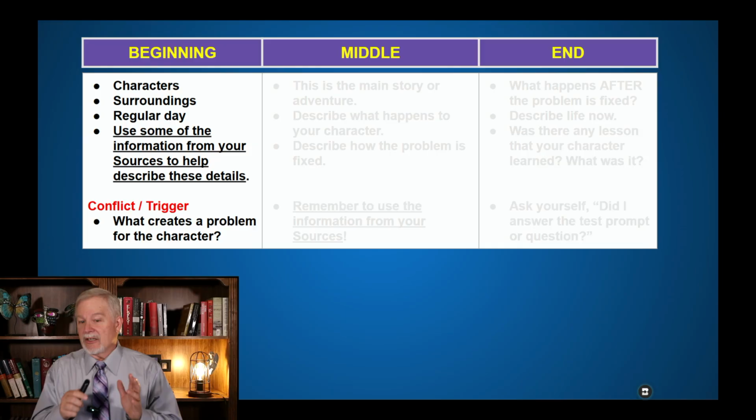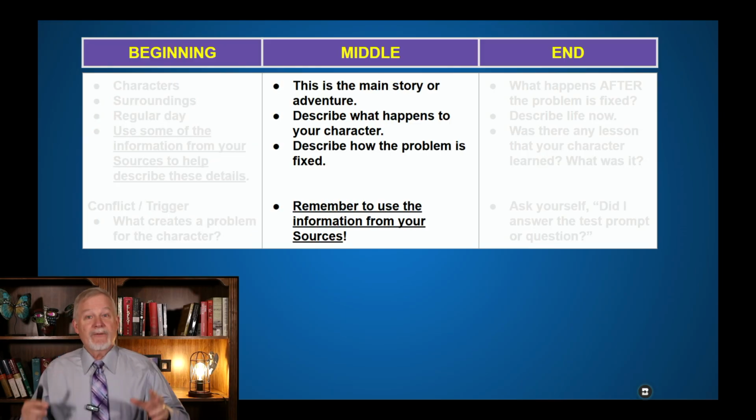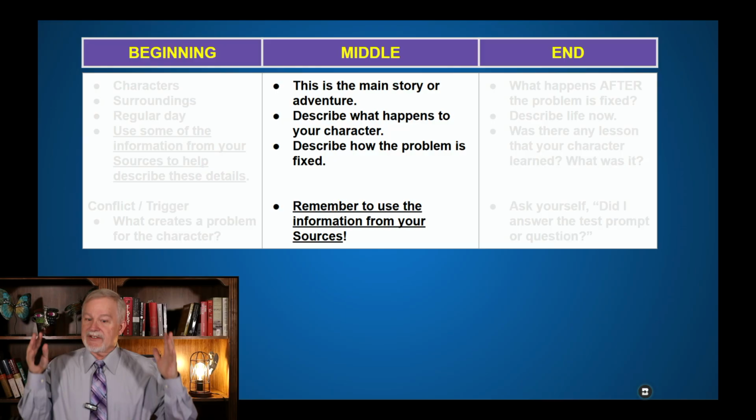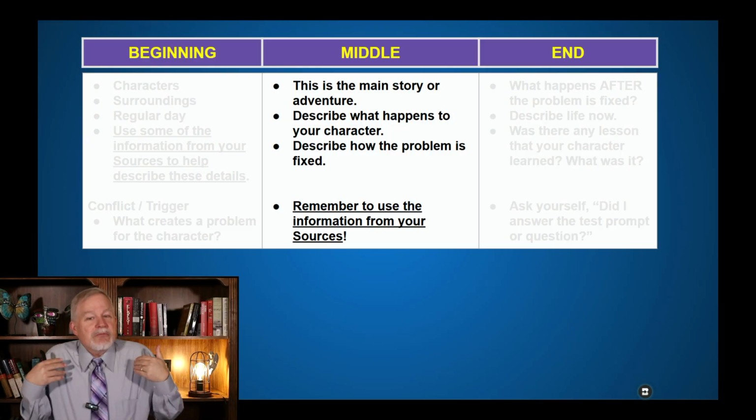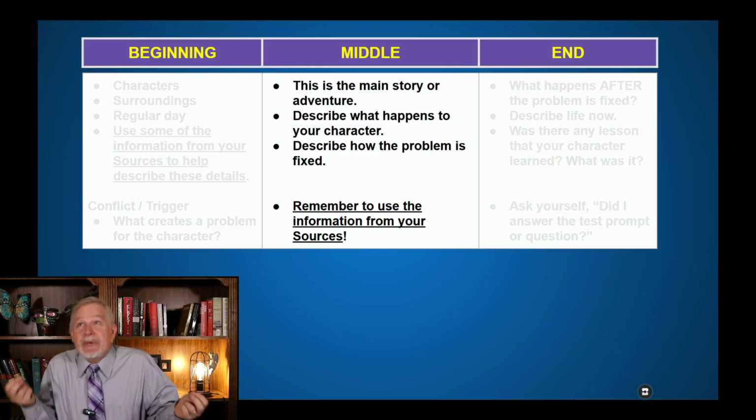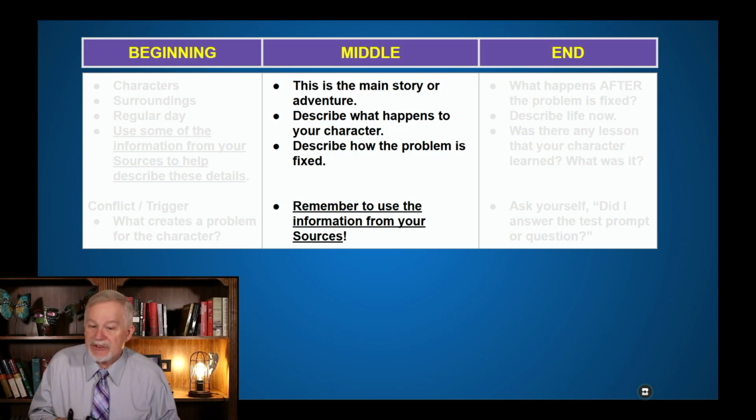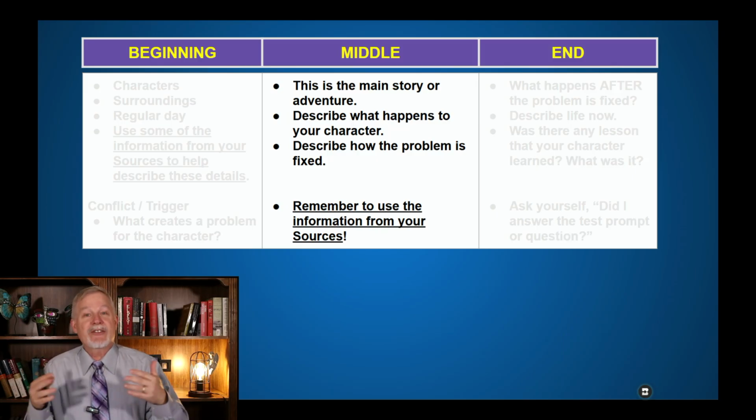So you need that little bit of conflict. That's the beginning section. Well, what do we do for that middle section? Usually, like I said, that's the biggest section. Well, this is your main story. This is the big adventure. This is the thing that the character has to do to fix the problem.